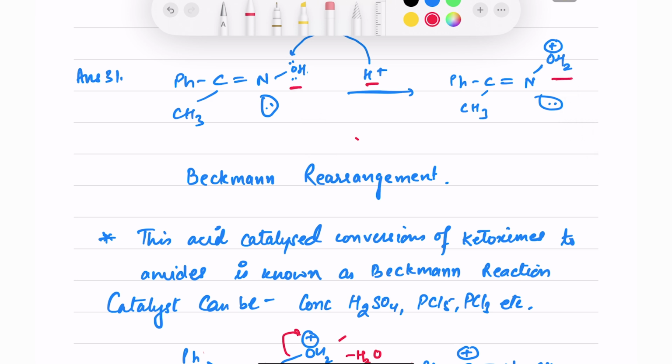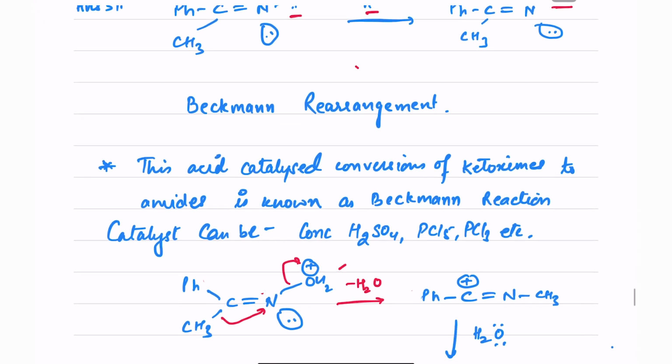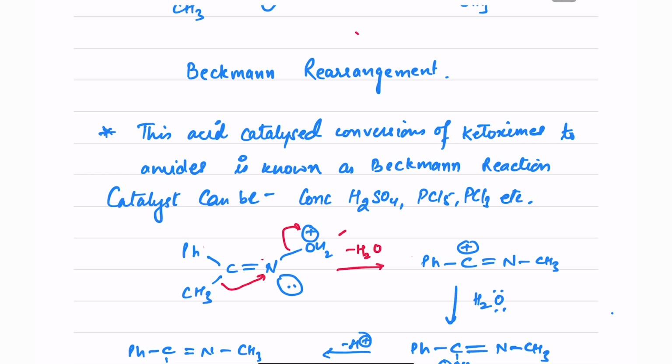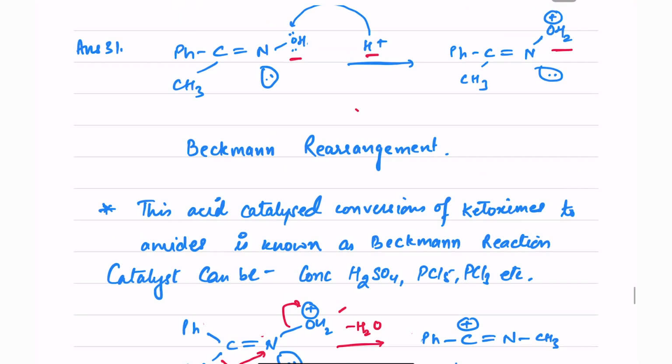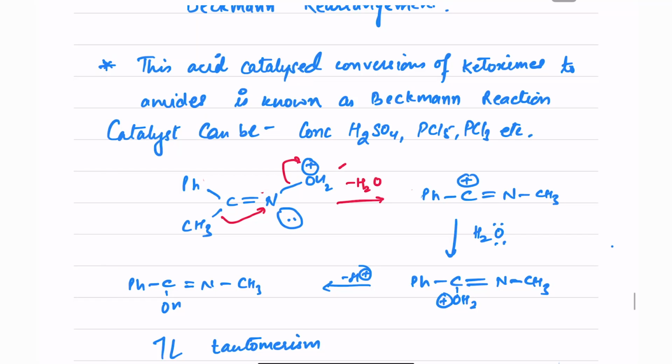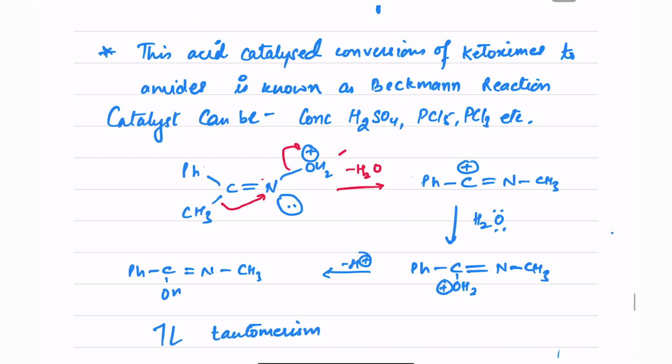The moment this OH2 plus is formed, a series of steps takes place, which is called the Beckmann rearrangement. What exactly is the Beckmann rearrangement? It is the acid catalyzed conversion of aldoximes or ketoximes to the respective amides. This NOH group is called the oxime group, and it converts into an amide group. This rearrangement is called Beckmann, and it takes place in the presence of catalysts like H2SO4, PCl5, PCl3, etc.